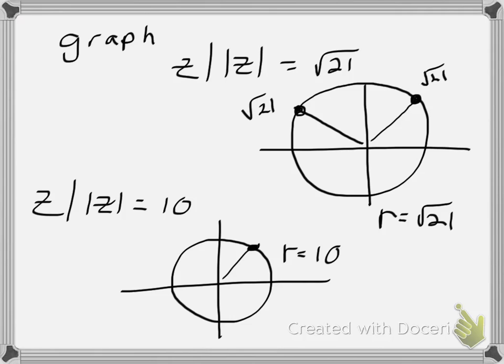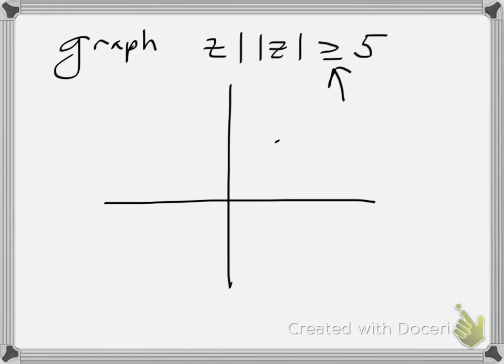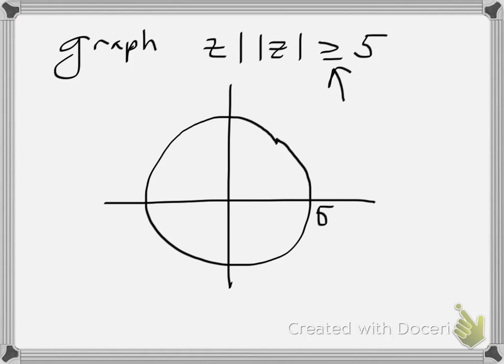One last variation is if I'm asked to graph an inequality. Same deal. I'll mark out 5. Now here I need to pay attention to, is it a greater than or equal to, or just greater than? Or more in general, does it have an equal to sign? If it does, then I would draw a solid line at a distance of 5. So I have a solid line at a distance of 5.